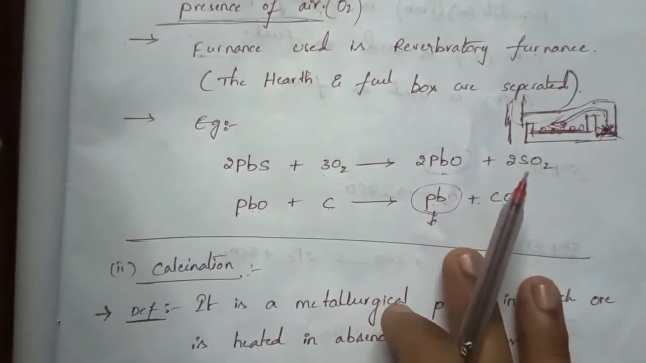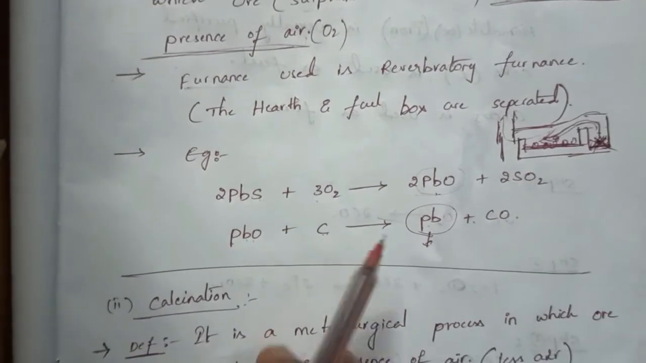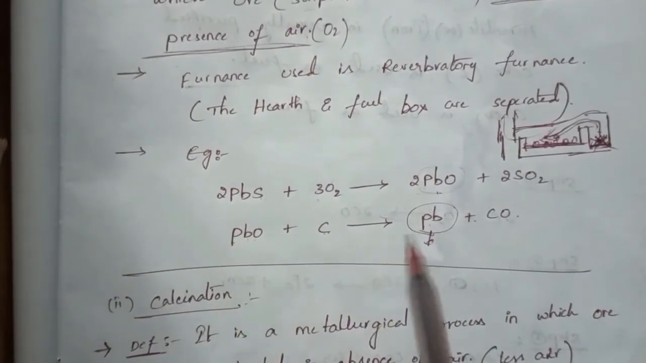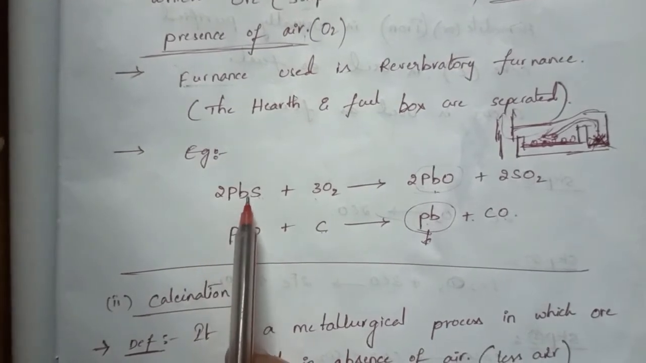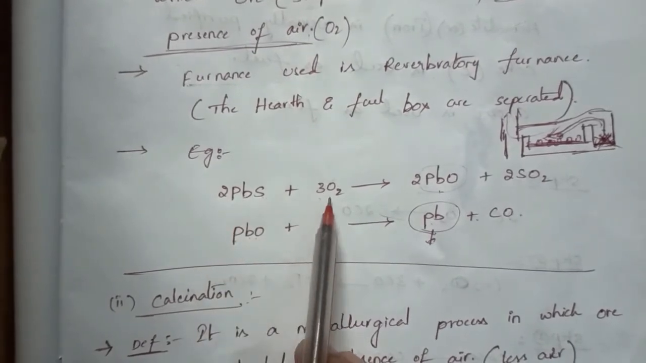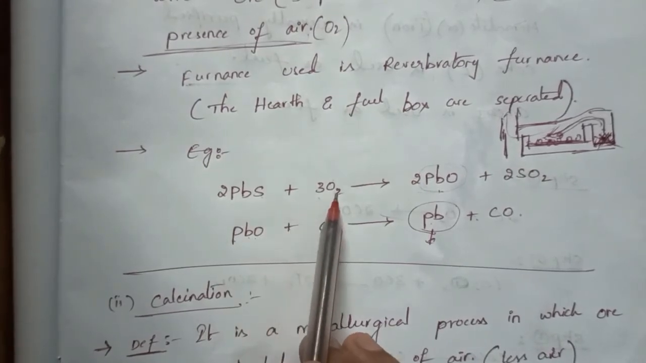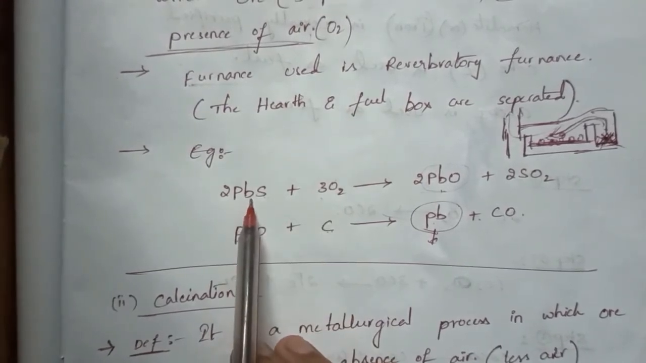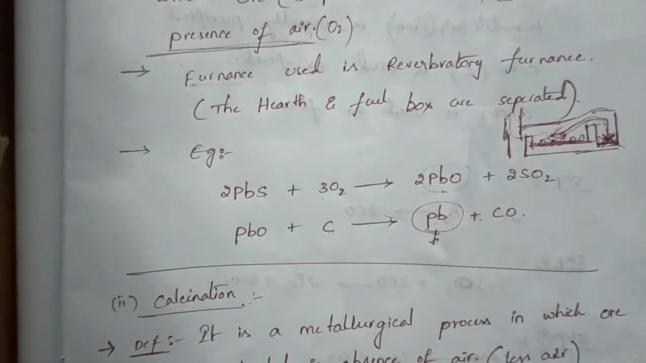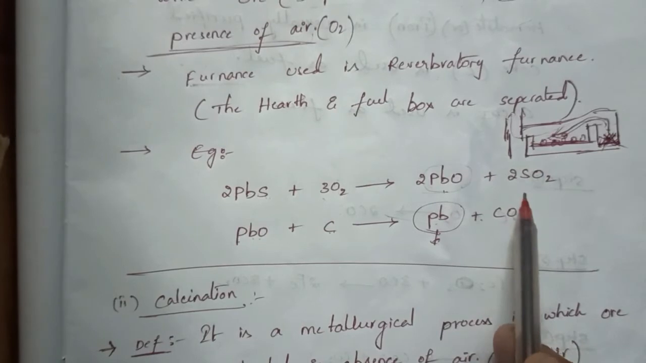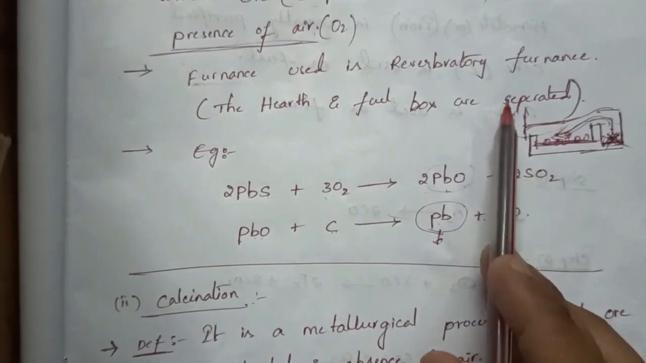Let us see one example on roasting. Here we took the example of lead purification. Two molecules of lead sulfide are reacted with oxygen. A displacement reaction takes place here. The oxygen displaces the sulfur. It leads to the products PbO plus SO2. SO2 is a byproduct which is released out through the chimney.